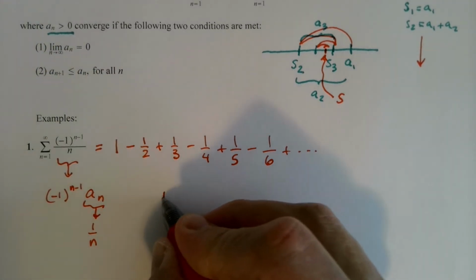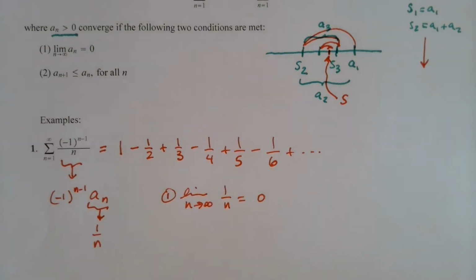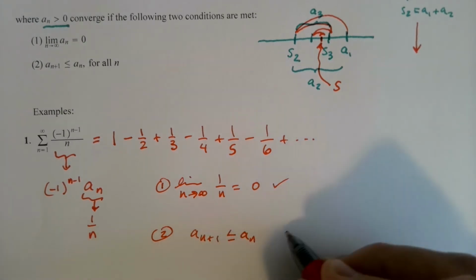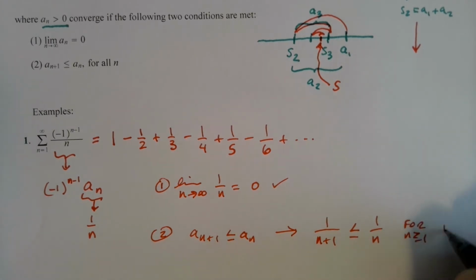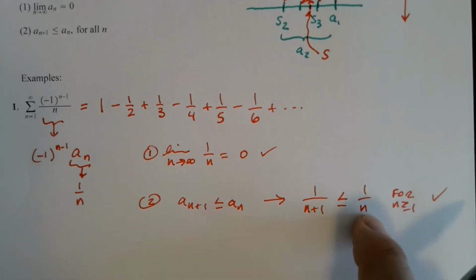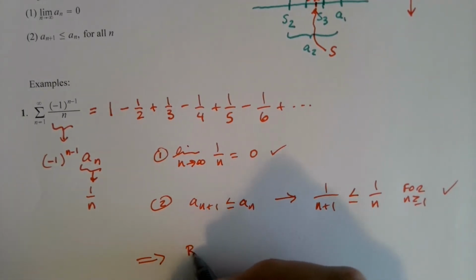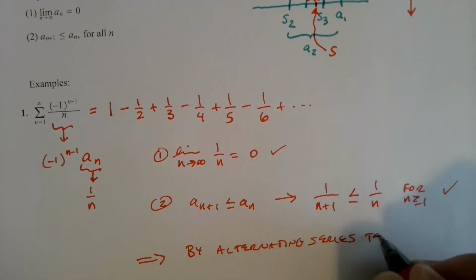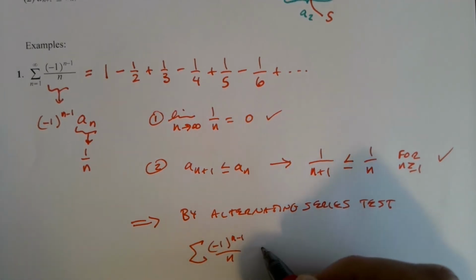Number 1 we see is the limit as n goes to infinity of a sub n. Is that 0? Clearly it's 0, as n goes to infinity, that's clearly going to 0. And number 2 is a sub n plus 1 less than or equal to a sub n. Well, if I plug in n plus 1, I'll have 1 over n plus 1. Is that less than or equal to 1 over n? Yes, for all values of n greater than or equal to 1, that's going to be true, because the denominator here is bigger than the denominator here, so this fraction is smaller than this one. So those two conditions are met, and so by the alternating series test, this series that we're looking at, -1 to the n minus 1 over n, converges.